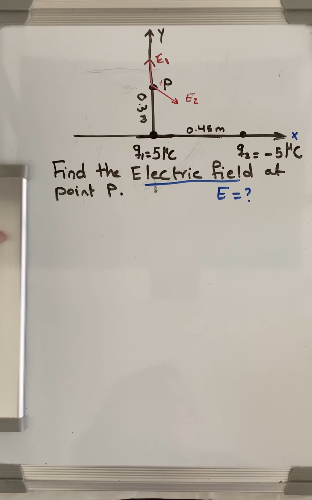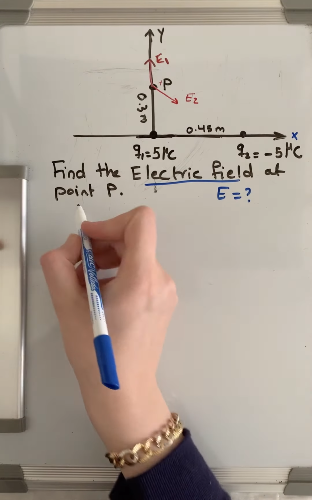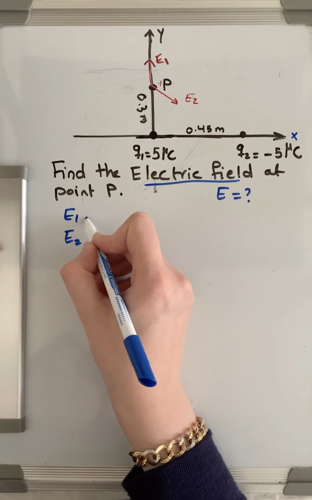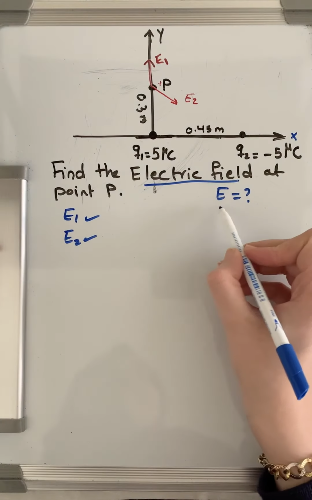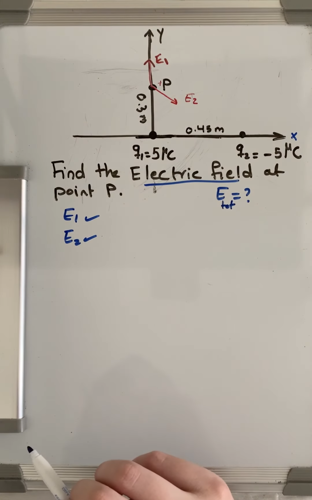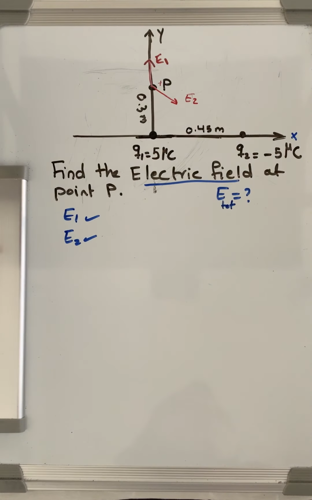To find the total electric field at P, I need to calculate E1 and E2 separately first. Let me calculate E1 and E2, then add them as vectors to find E total. So in this part of the video, we will be calculating E1 and E2.